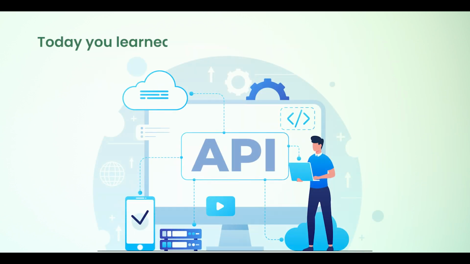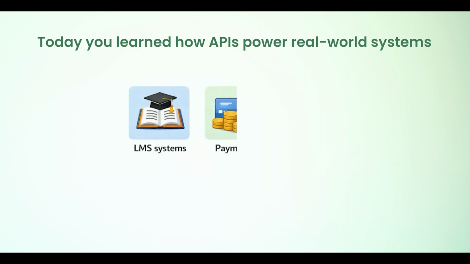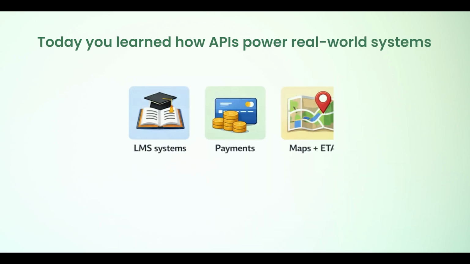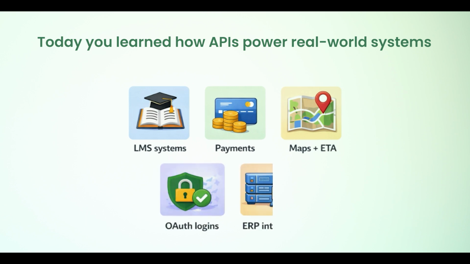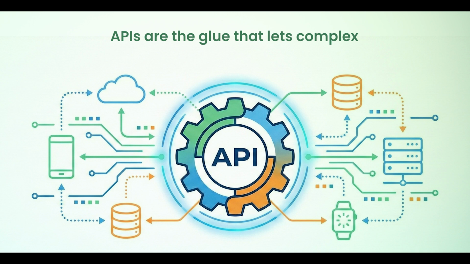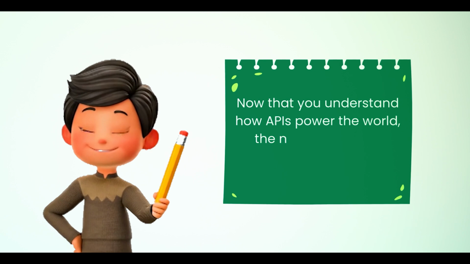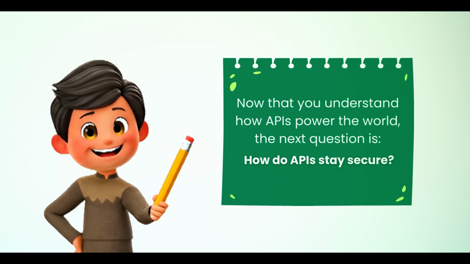Today you learned how APIs power real-world systems: LMS platforms, payment systems, maps and tracking, OAuth logins, and ERP integrations. APIs are the glue that lets complex ecosystems work together. Now that you understand how APIs power the world, the next question is, how do APIs stay secure?